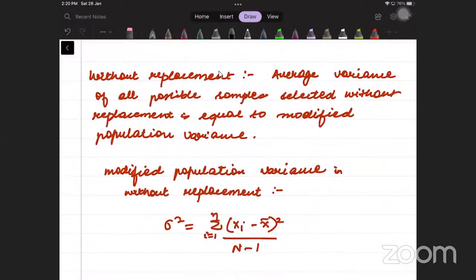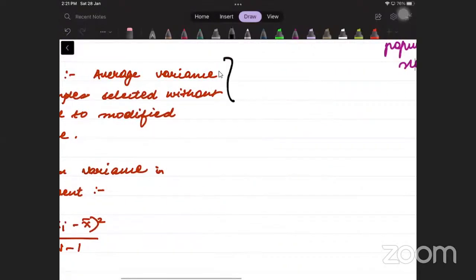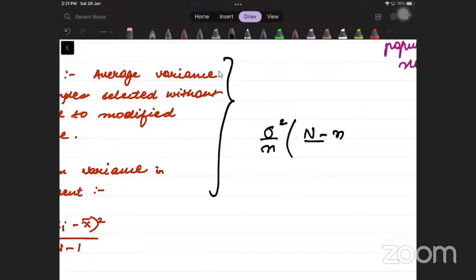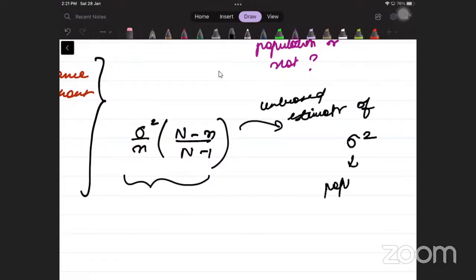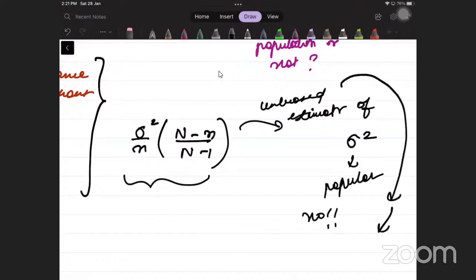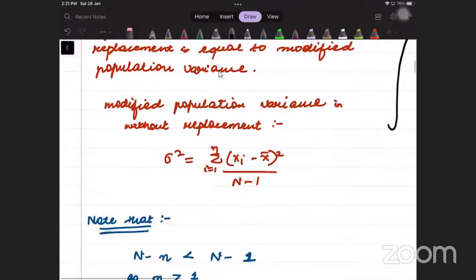Then we talk about what happens without replacement. Now, without replacement, what is the variance that I found out? Without replacement, the variance was sigma square by n times (N minus n) by (N minus 1). So I want to ask, is this an unbiased estimator? I'm just giving you all this extra information. You should remember this. Is it an unbiased estimator of sigma square of population? The answer is no. It is an unbiased estimator of a different version of sigma square of population. Which sigma square? When the formula of sigma square is this.